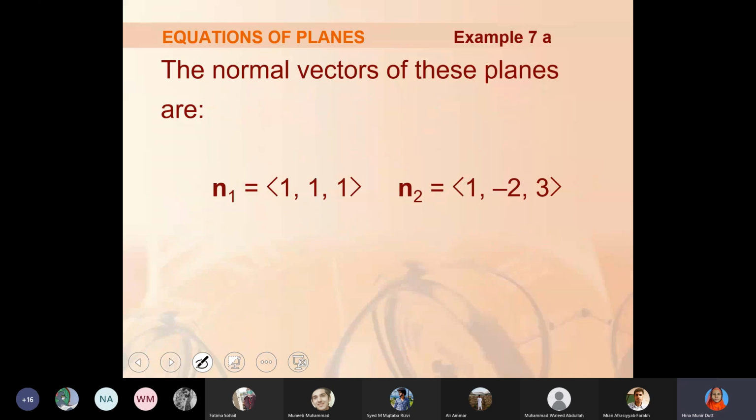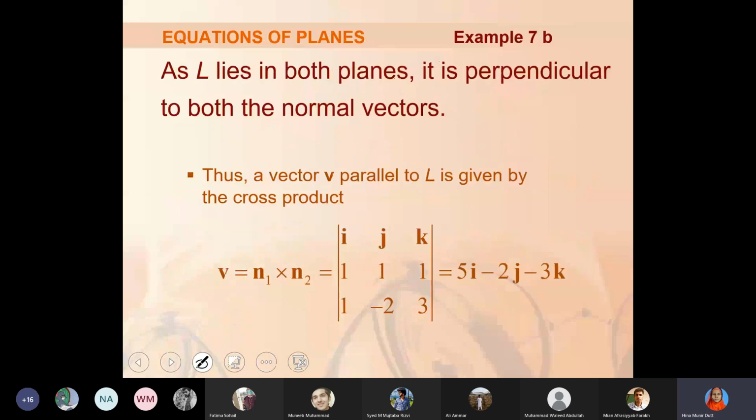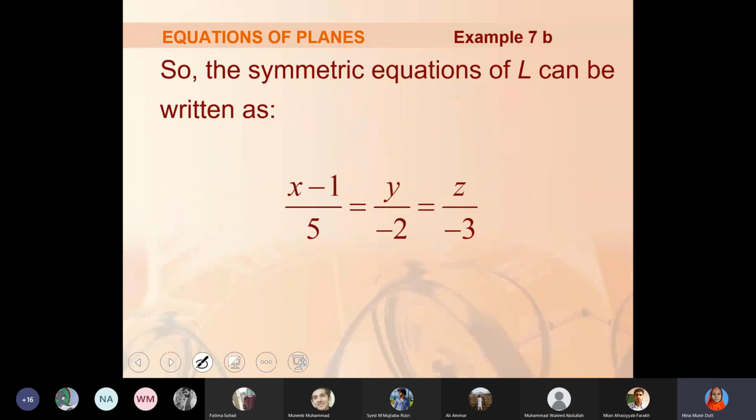First I will find any point on the line L and then take the cross product of the two vectors. This is my vector to which the line is parallel. Now I can easily determine the equation; I have to determine the symmetric equation. So put the values in the symmetric equation of the line and I will get the equation of the line. Okay.